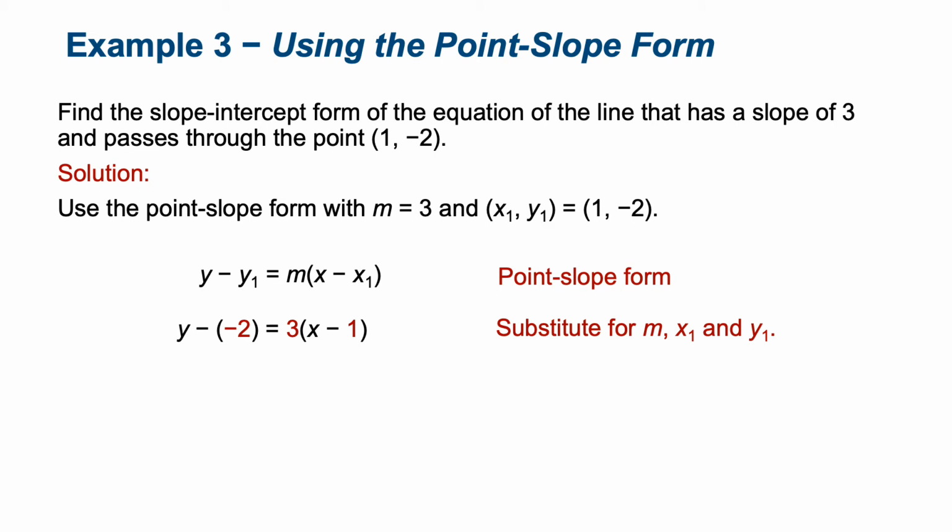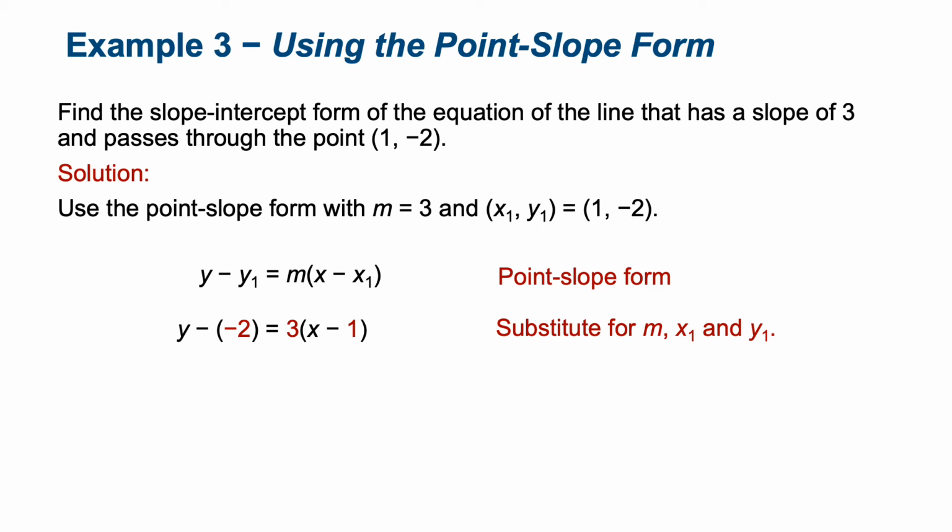So let's say here you have a problem that says find the slope-intercept form, so that's different, of the equation of a line that has slope 3 and passes through the point (1, -2). So I have a point and I have a slope, so I'm going to use the point-slope formula and plug it in. Plug in m is equal to 3 and (x1, y1) is equal to (1, -2). So x1 is 1 and y1 is -2. So boom, here's my equation. Okay, cool, so far so good.